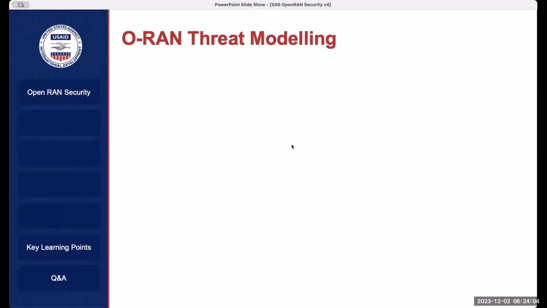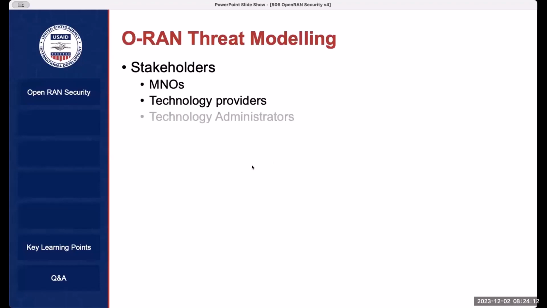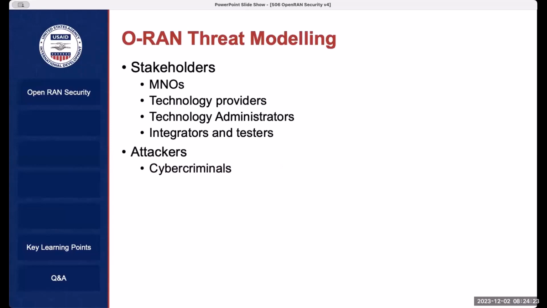Then aside from that, now we have stakeholders. We could identify stakeholders in the threat modeling: MNOs, technology providers, tech admins, integrators and testers, and of course what we're protecting against, the attackers, which basically is one of these: either cyber criminals, who of course mostly have some hidden agenda, either they are against the organization, but for cyber criminals it's mainly for profit.